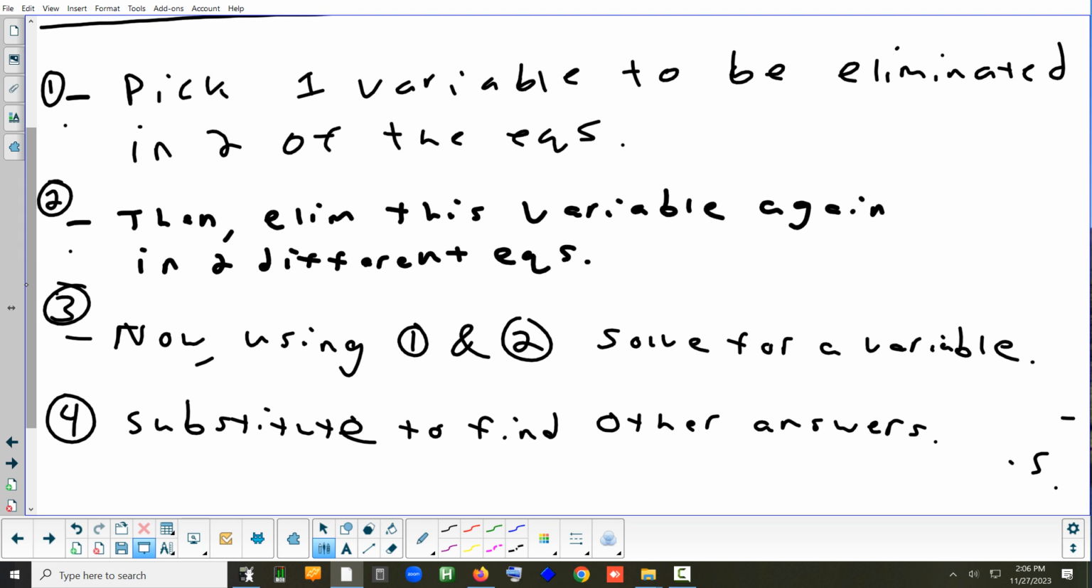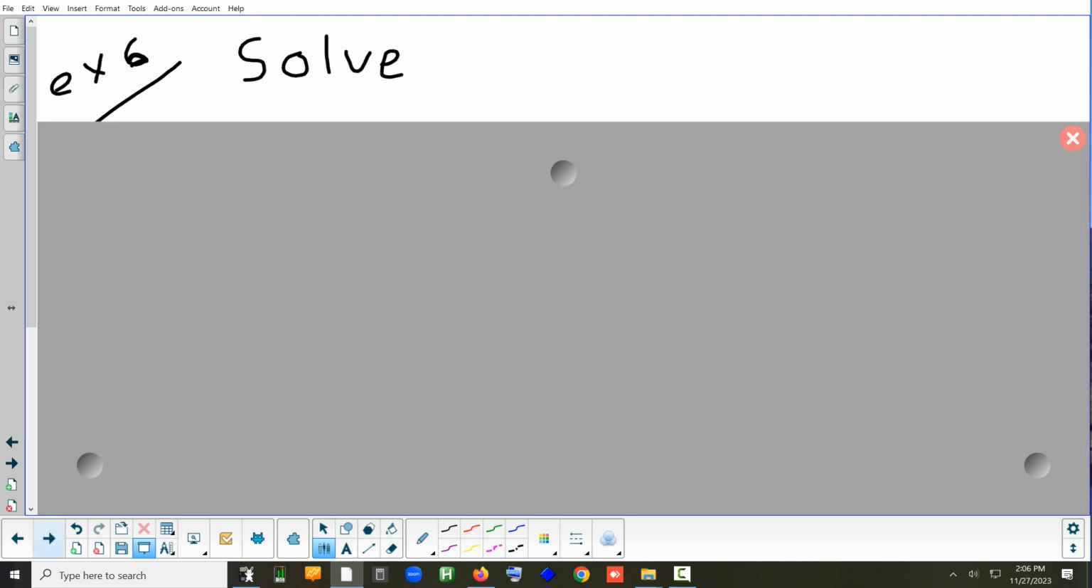Let's try it. I think one thing that can confuse people on this is you have more choices. You have more equations to pick from. You have more letters to pick from. My advice would be to try to pick a variable that you think is easy to eliminate so you can avoid fractions. We generally don't want to deal with fractions.